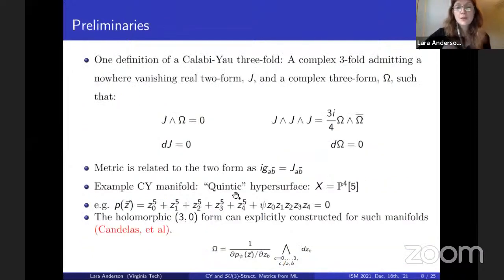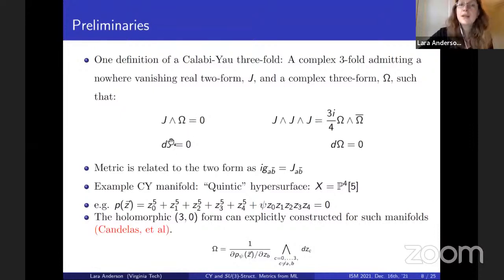Okay, so let me begin by just saying, how are we going to implement these techniques that I described in the context of machine learning? For those of you that are not familiar with Kähler geometry, let's try and strip out the barest bones description of what a Kähler manifold is. One definition of a Kähler threefold is that it is some complex three-dimensional manifold which admits a nowhere vanishing real two-form and a complex three-form, J and omega respectively, that obey certain differential and multiplicative properties.